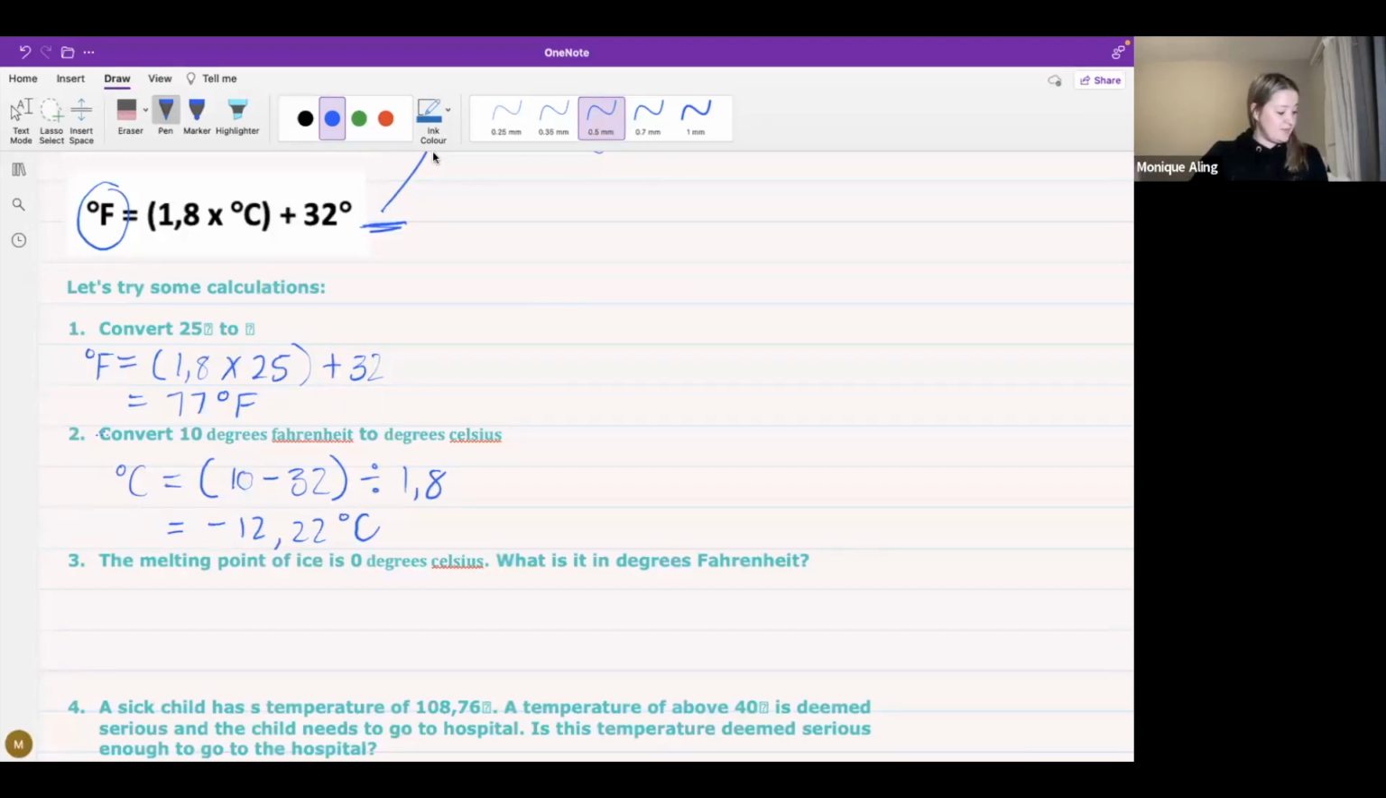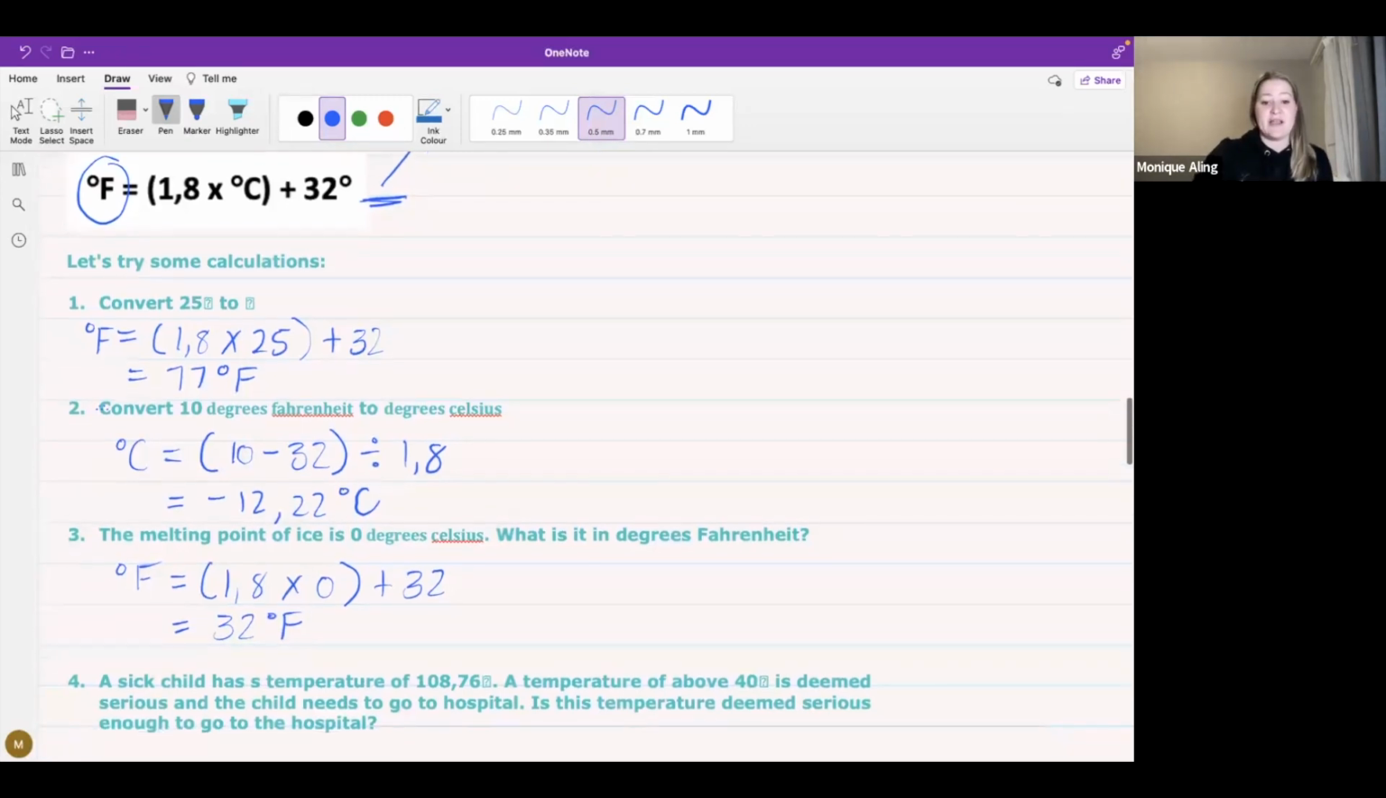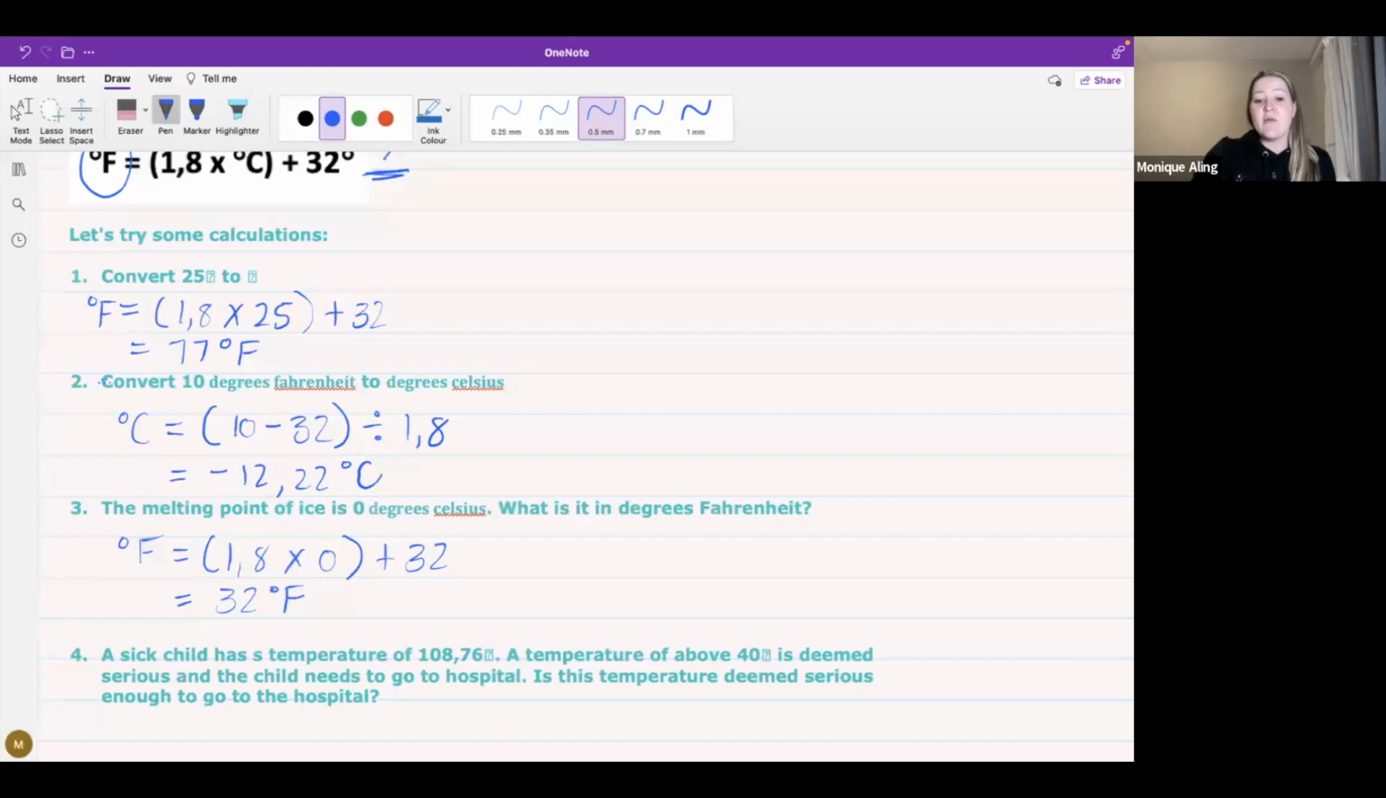Okay, so degrees Fahrenheit is the second formula I showed you. 1.8 times 0. Oh, that's nice and easy. Could do it without the calculator. 32 degrees Fahrenheit. Awesome. Okay, so just quickly, for the most part, these types of questions will be 2 marks.